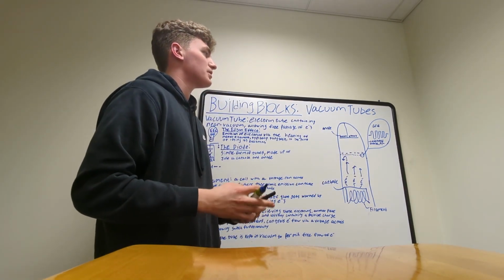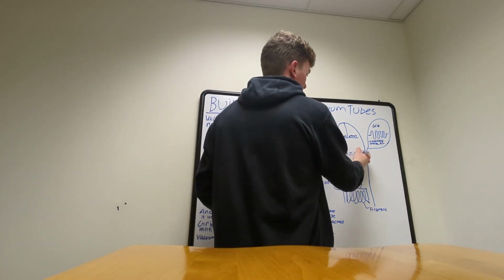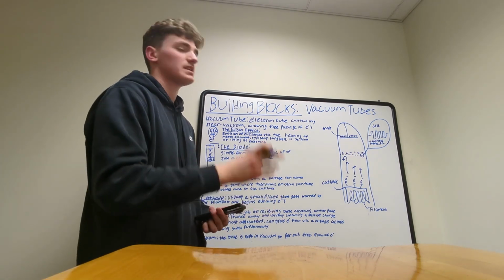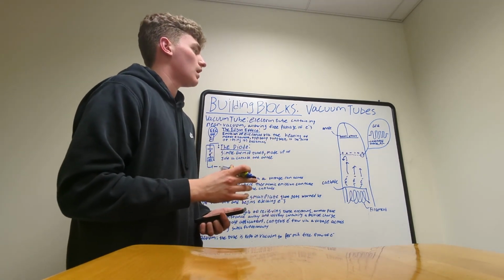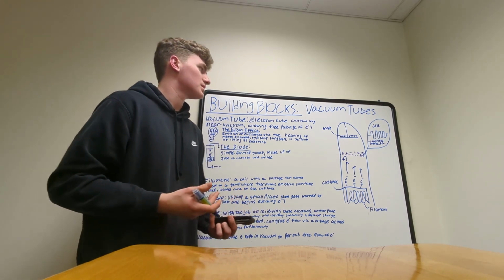Now let's say we change our mind and we want some current to flow to this grid. By adding a positive voltage slowly to this, we can slowly allow more and more electrons to flow through towards the anode, allowing the circuit to complete itself. The more positive these charges are going to be, the more current you're going to see flowing, and vice versa.